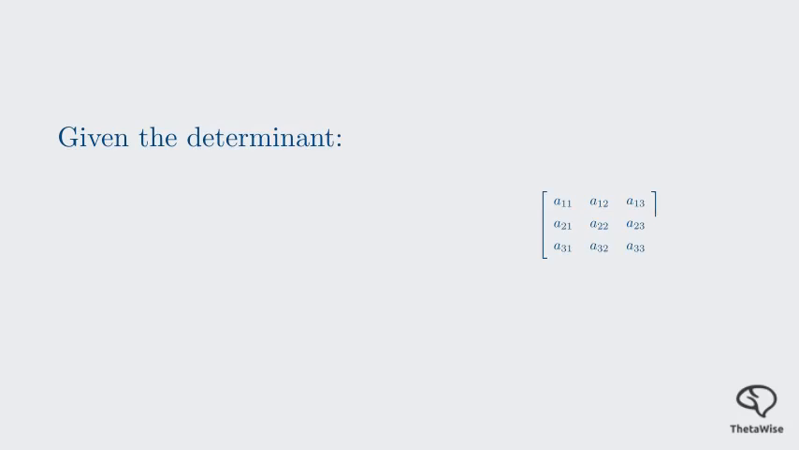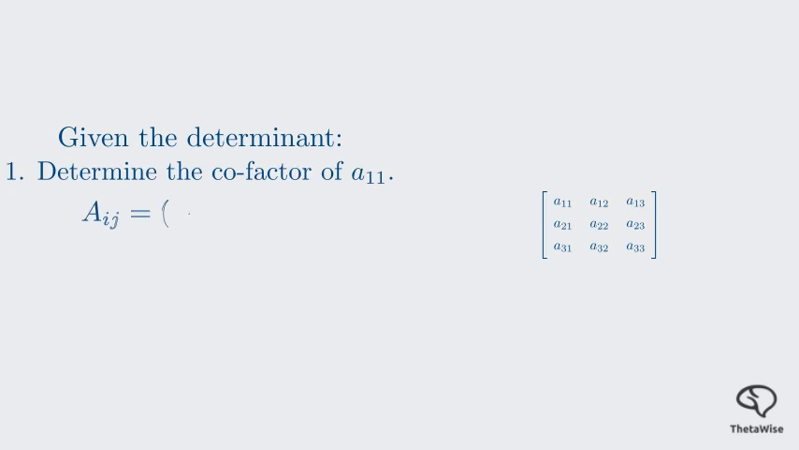Let's apply this formula to a general third-order determinant to make sure we understand each piece of it. We're given this 3x3 determinant with elements a sub ij. Let's determine the cofactor for the element in the first row and first column. Our goal is to find A sub 1,1, the cofactor of a sub 1,1. We start with the cofactor formula. A sub ij equals -1 to the power of i plus j times the minor M sub ij.